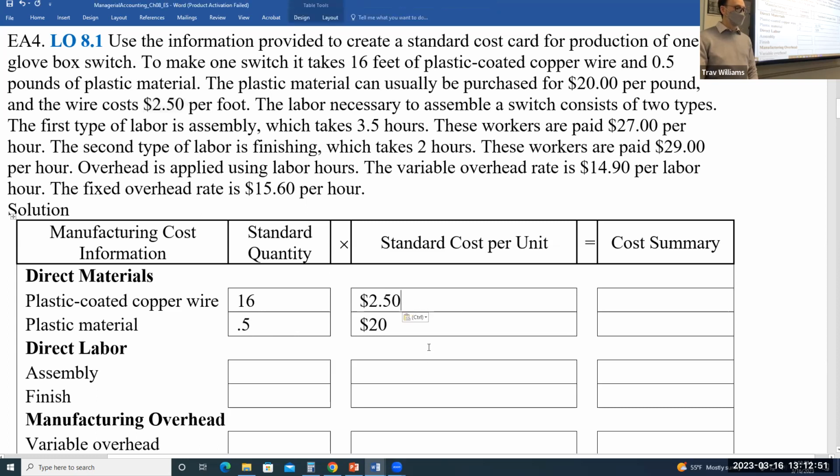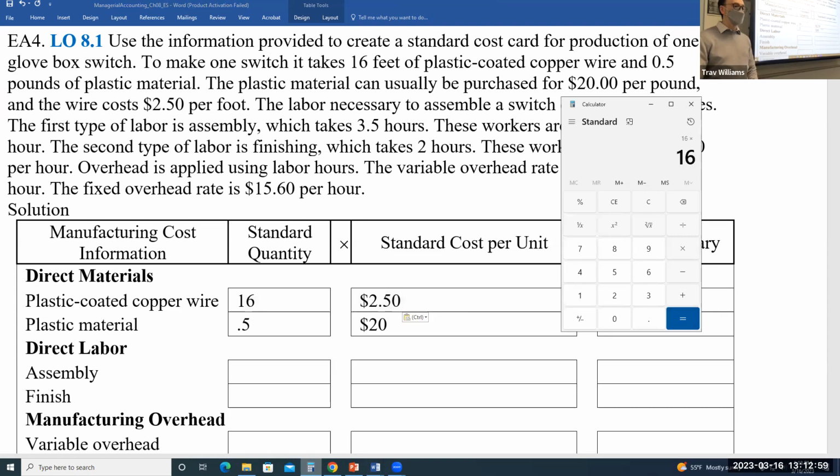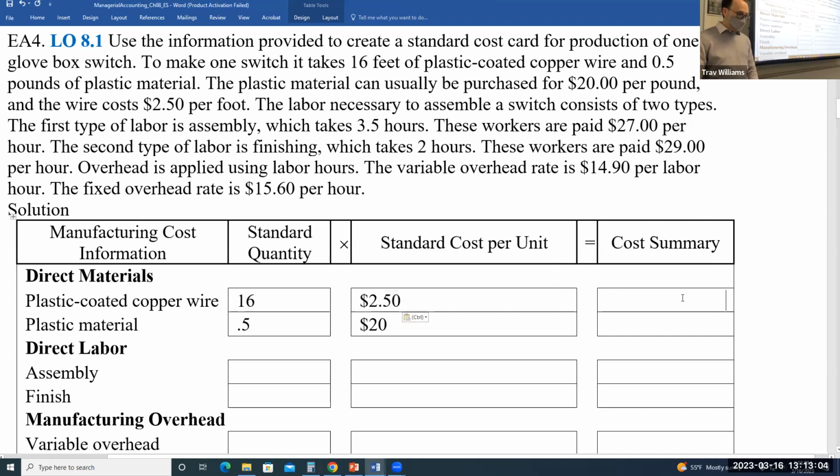We'll put that here. Okay, everybody following so far? So that means if we have 16 feet of copper wire at $2.50 a foot, that's $40 of copper wire per unit of product. And half a pound of plastic material at $20 a pound, that would be $10 of plastic per unit.